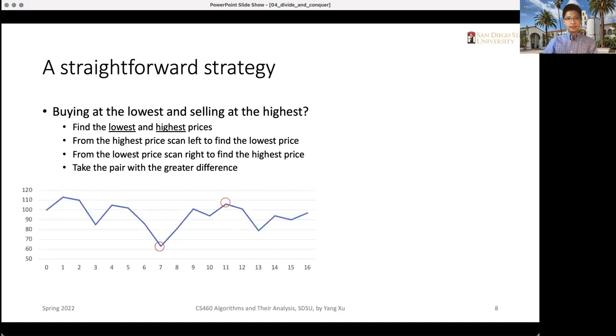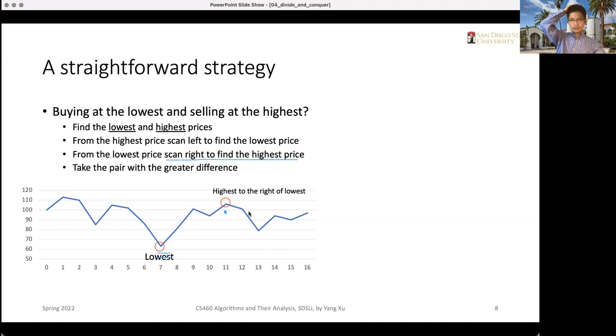All right, so let's look at the example. What we can do is to find the lowest and the highest price. Let's first look at the lowest point. This one is our lowest point, right? After we find the lowest point, we should scan the right part of the curve and try to find the highest price, which is here. We should never look at the left part, because we are not allowed to sell ahead of time. So that is our lowest, and that's the highest to the right of the lowest.